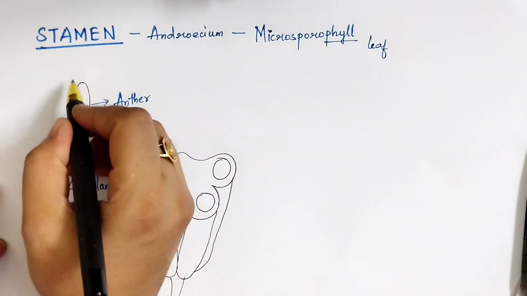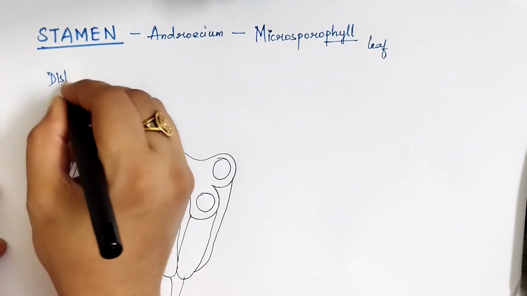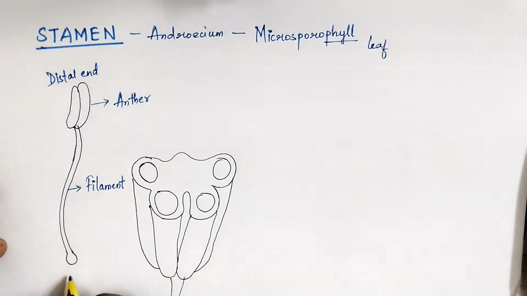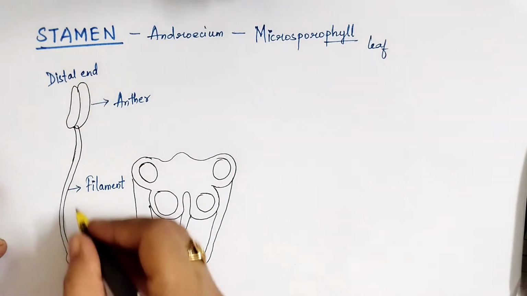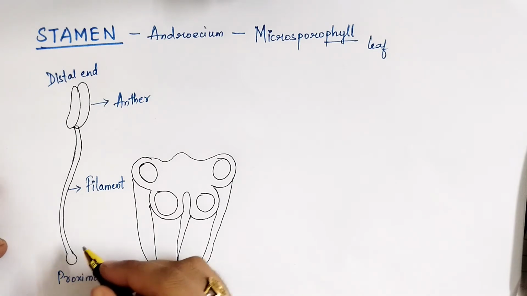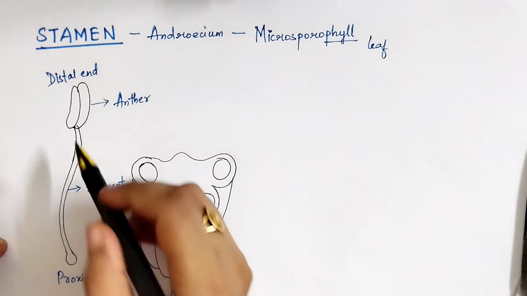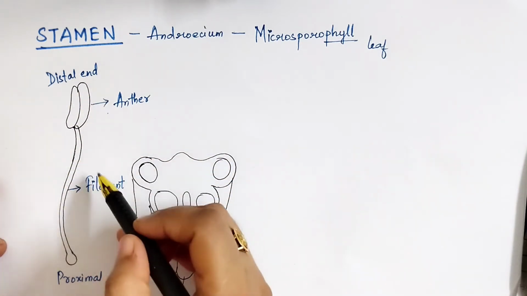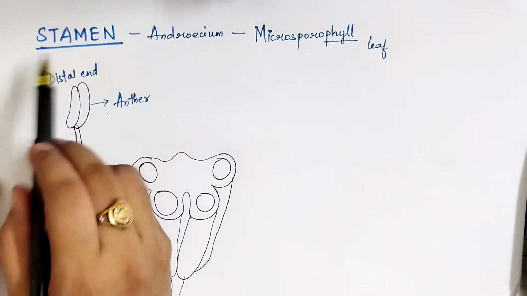This is the distal end, and the point at the other end where the total stamen is attached to the thalamus, we call the proximal end. That means the proximal end of the filament will attach to the thalamus of the flower, whereas at the distal end you can find the anther. Together these two parts are called the stamen.